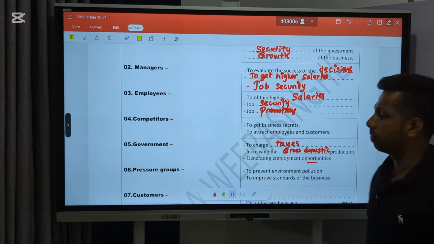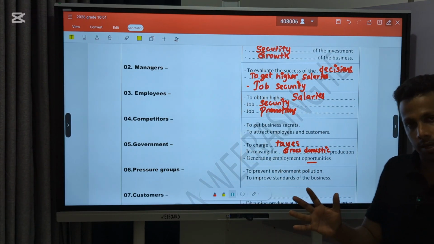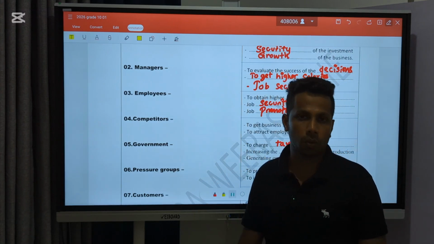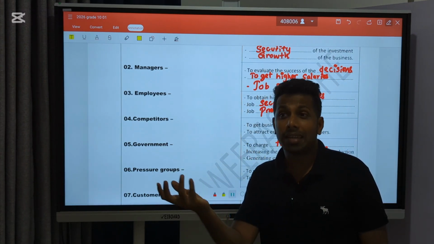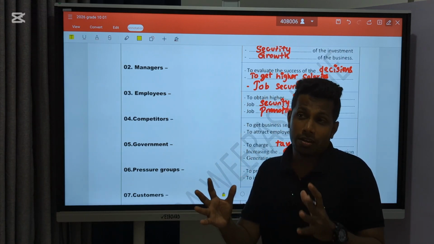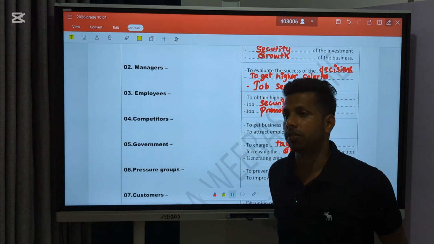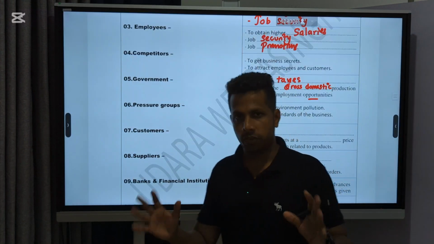Now let's move to the pressure groups. Now you have an idea about the objectives of stakeholders. Objectives means their aims, the things that they try to get from the business, the things that they try to achieve from the business, right? Okay, let's shift to pressure groups.